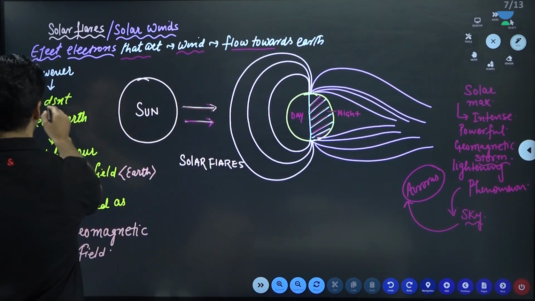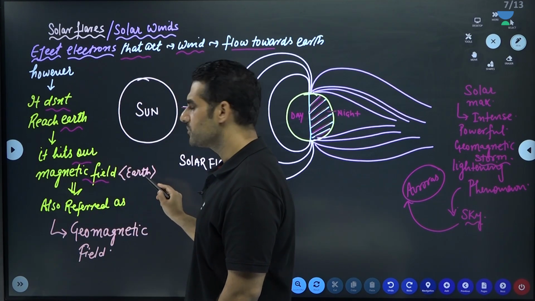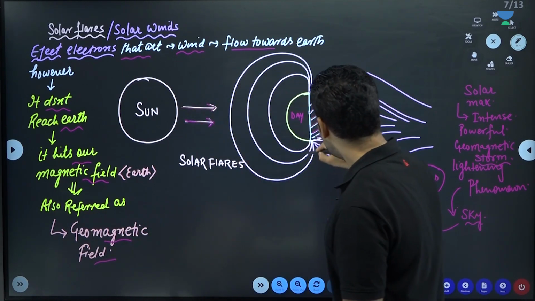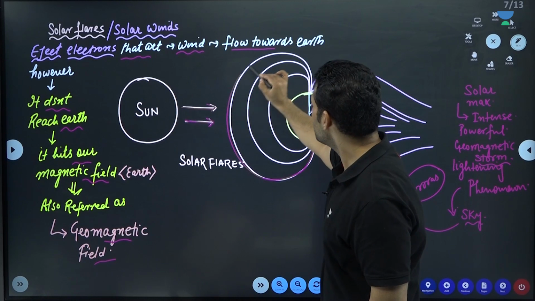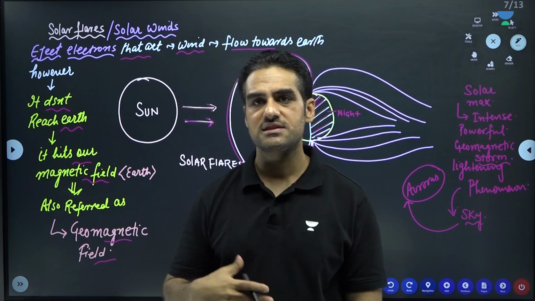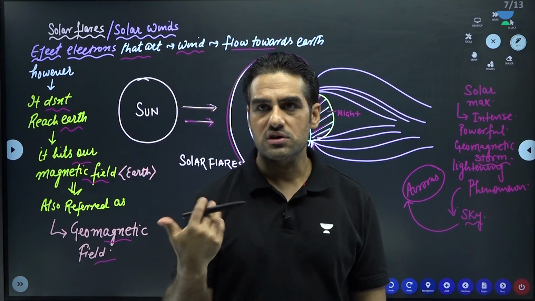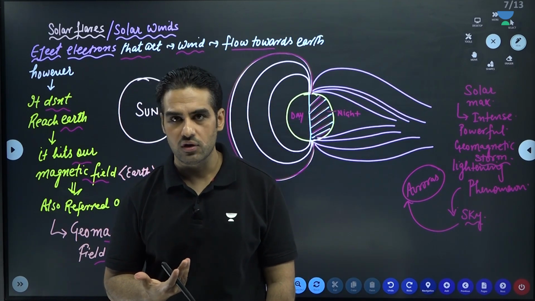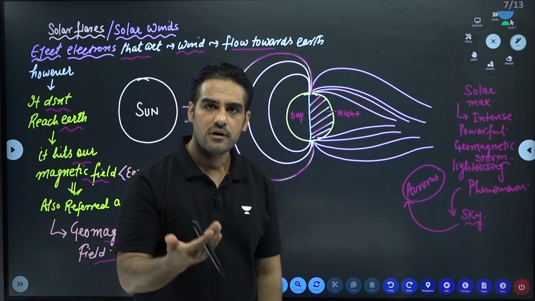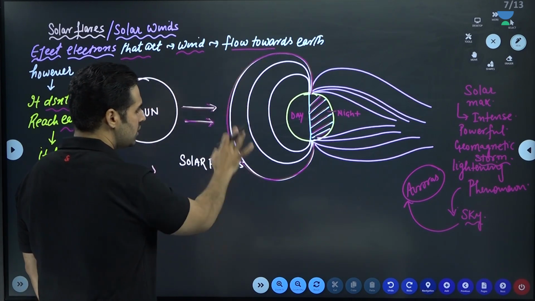Now what is happening? However, they do not reach the earth and hit the magnetic field of the earth, which is referred to as the geomagnetic field. Are you clear with this? This is the geomagnetic field. ये हमारा magnetosphere है. Earth, due to the churning, which is called the dynamo process, because earth has a liquid outer core. Because of the churning of that iron in the outer liquid core, it creates a current which creates the magnetic field of earth.